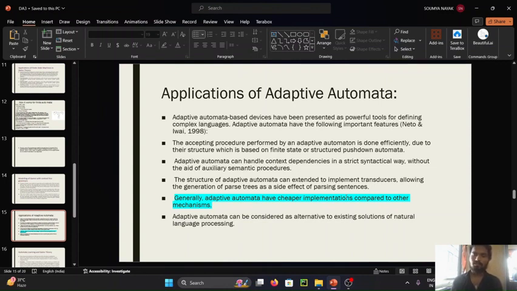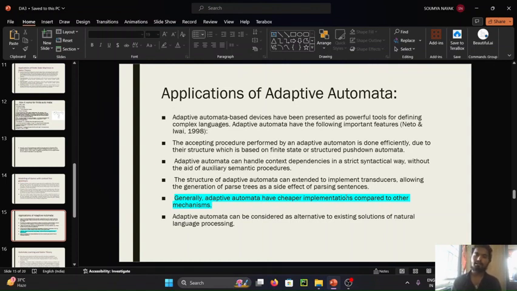That is, the accepting procedure performed by an adaptive automaton is done efficiently due to the structure, which is based on the finite state or the structure of push-down automata. Adaptive automata can handle context dependencies in a strict syntactical way without the aid of auxiliary semantic procedures. The structure of adaptive automata can be extended into the implementation of transducers, along with the generation of parse trees as a side effect of parsing sentences. Adaptive automata can be considered as an alternative to existing solutions of natural language processing.